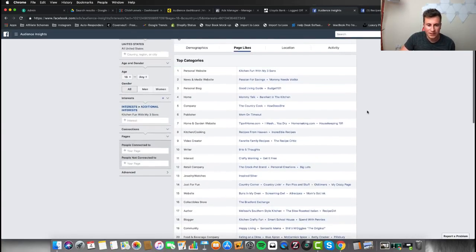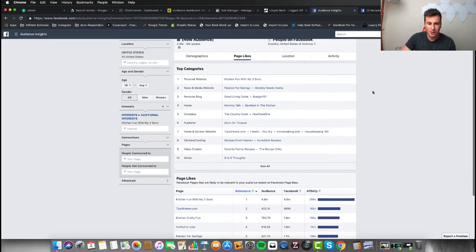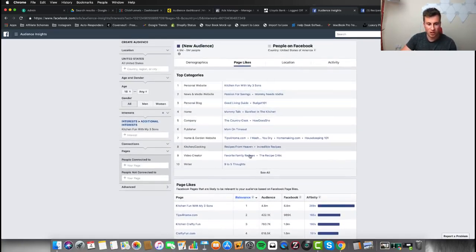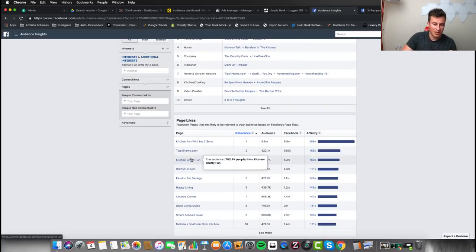Make sure you get rid of the original one. And now what I'm guessing is that, let's just close this down a bit, see the top 10, is that when we have a look at the top 10 categories now, immediately a lot more of these are relatable to the kitchen niche. If we have a look at the affinity scores, the affinity scores are a lot higher, so that tells me then that there's a higher percentage of people within that audience that like these certain pages, which is a good thing as long as these pages are actually related to the kitchen niche.